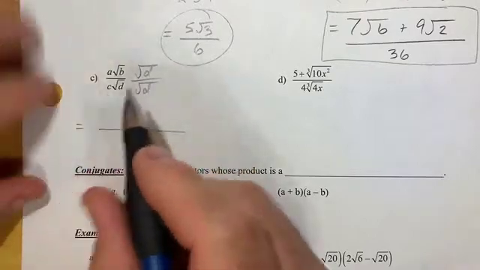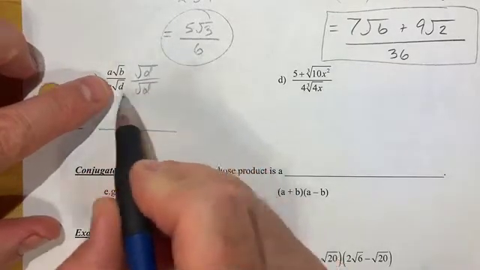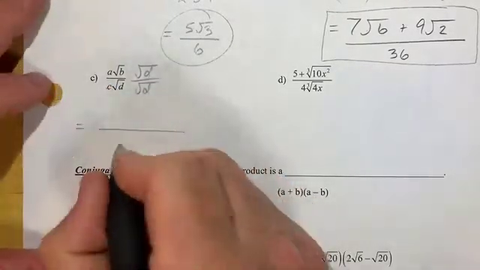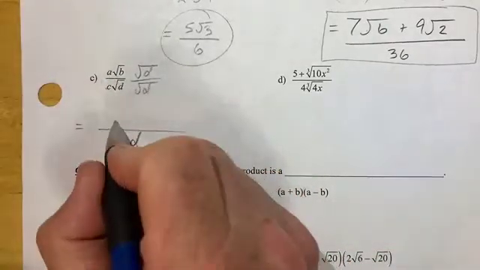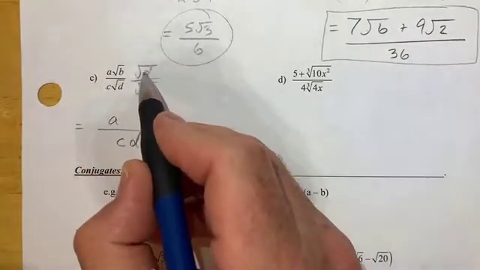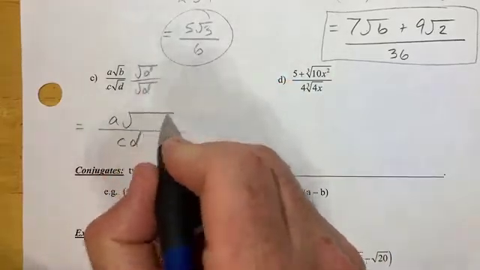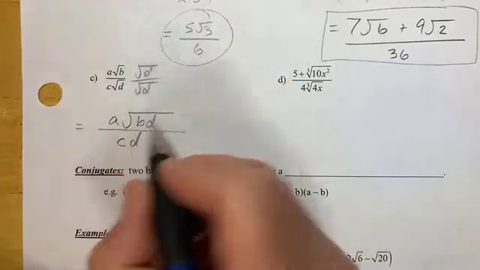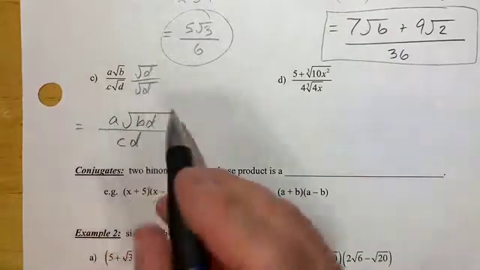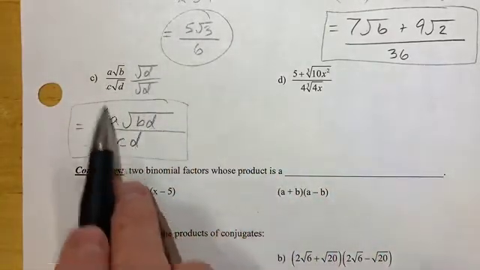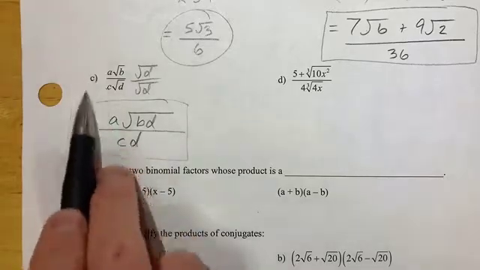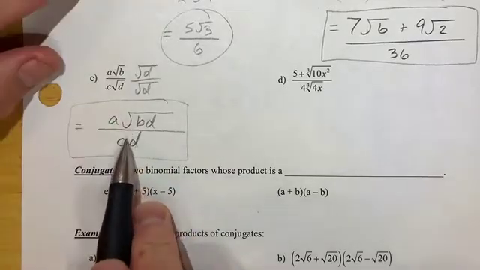I always do the bottom first because it's easier. Root D times root D, that's D. So this is C times D. What about the top? It's a times the root of b times the root of d. Okay, so that's just the root of bd. I don't know what that is, but that's done. See, the radical is on the top now, not on the bottom. This doesn't really look simplified, but it is considered to be simplified.